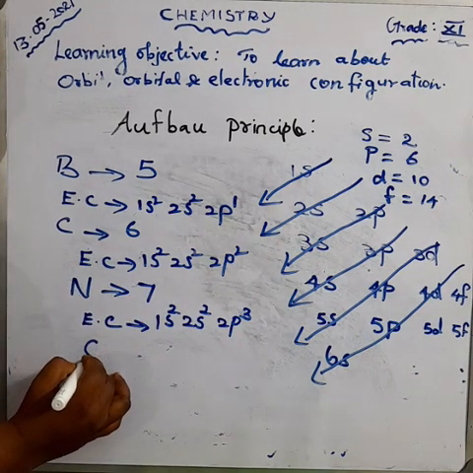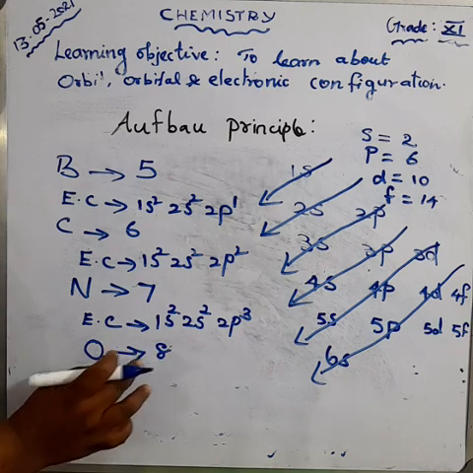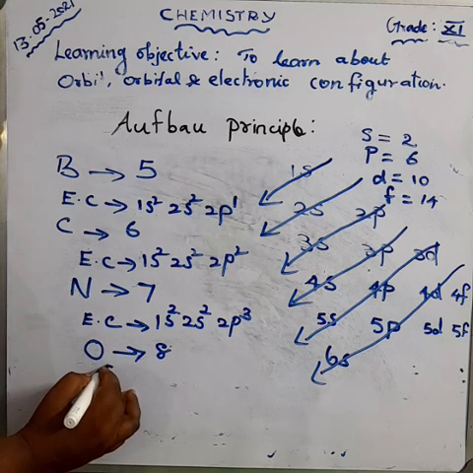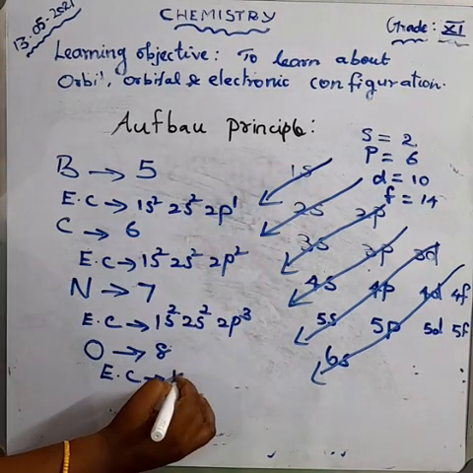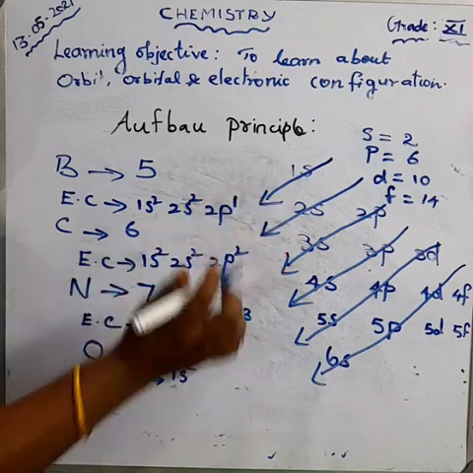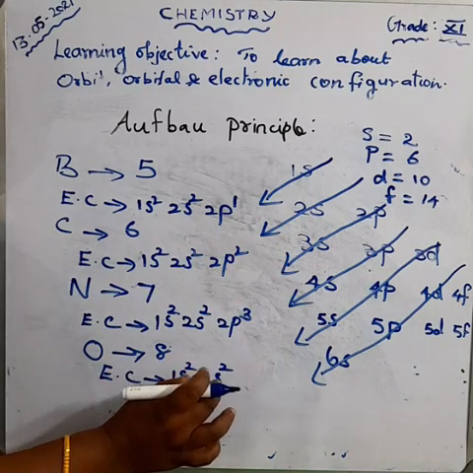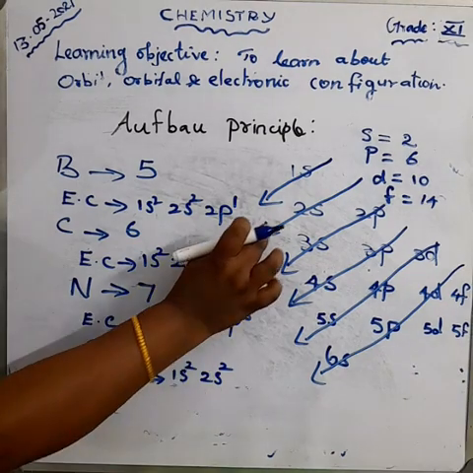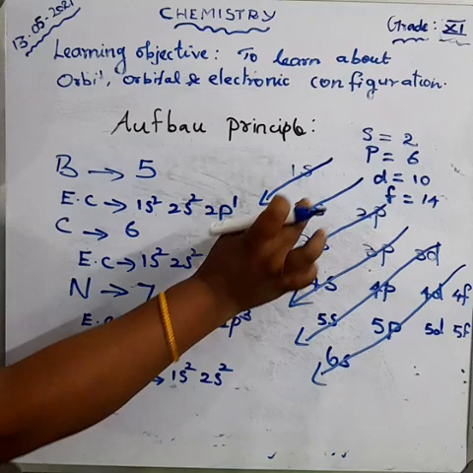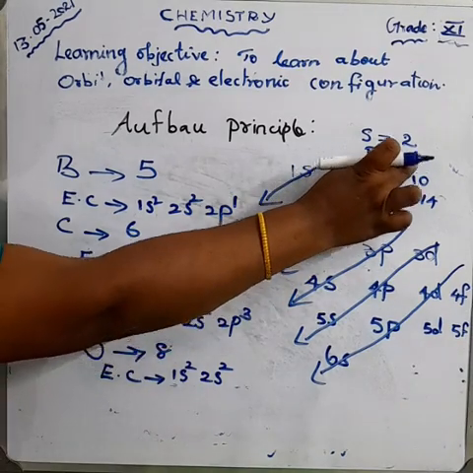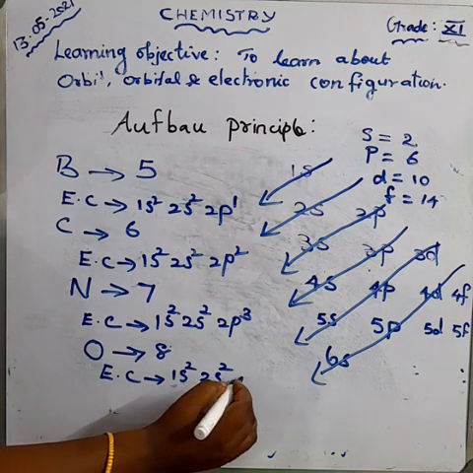And then oxygen, atomic number of oxygen 8. So 8 electrons are there. So electronic configuration for oxygen: first 1s2 and then 2s2, so 4 electrons, and then the remaining 4 electrons we can occupy in the 2p orbital. Maximum 6 electrons we can occupy for the p orbital. So 1s2, 2s2, 2p4.